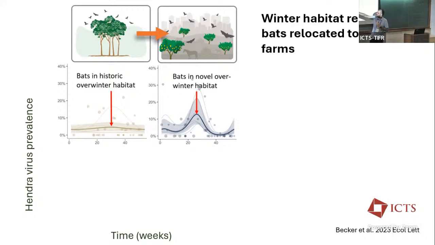So these bats that actually live in this historic overwintering habitat, this intact environment where they have access to these good nectar-producing trees, during winter you maybe only see a small increase in Hendra shedding. But in these urban roosts, these resident urban roosts, you see a much greater spike in winter.